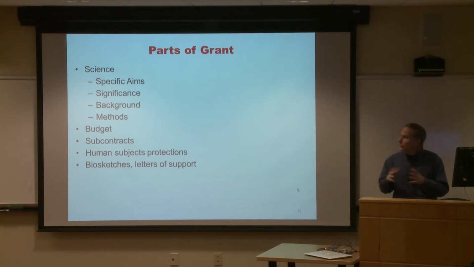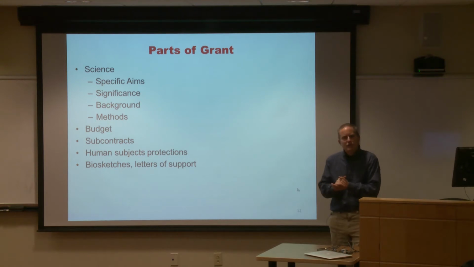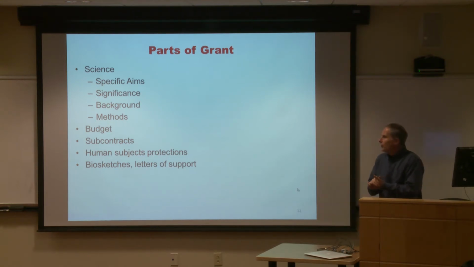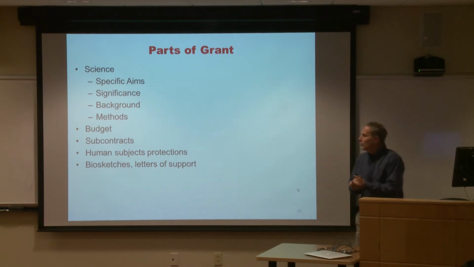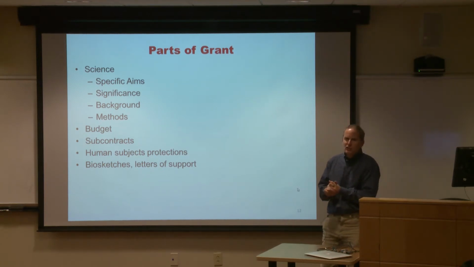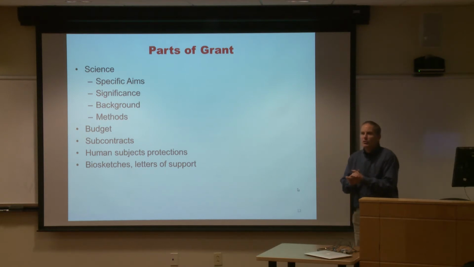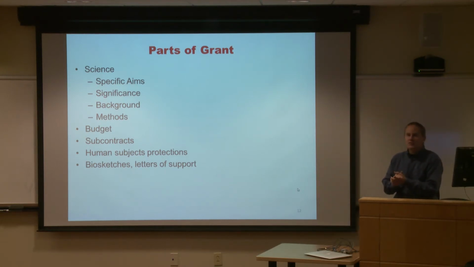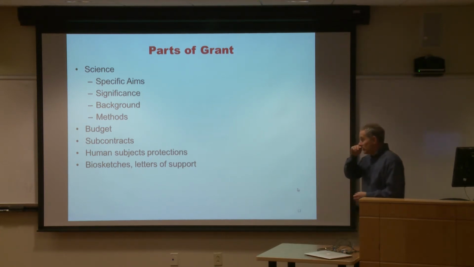Other parts of the grant that are important are the budget. Obviously, you need to tell them what the money is for and how it's going to be used and support that. Subcontracts, which means you might have colleagues at other institutions who you want to work with, and you've got to pay them as well. Human subjects protections. If you have human subjects in your research, then you need to make sure that you're not torturing them or doing things that they wouldn't like, revealing things about them that they might not like revealed.